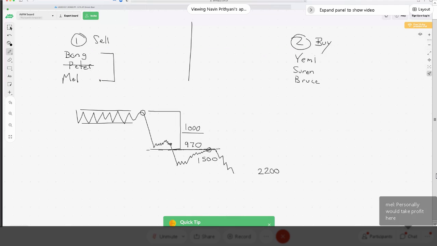Okay, Mel is saying, personally, I would take profit from here. Bong is saying, getting my Ferrari soon. Okay, so Mel is also out. Yemi, Surin, Bruce, do you want to buy it? No, it's crashing down. Why would I want to buy it? Doesn't make any sense. Okay, but notice the sellers are starting to disappear.